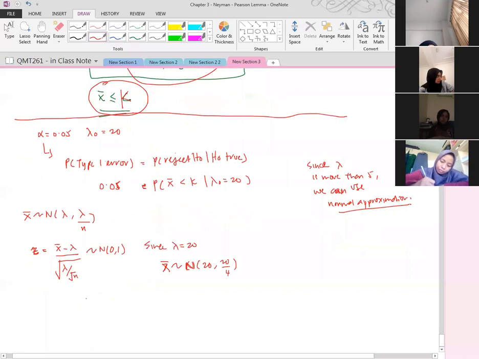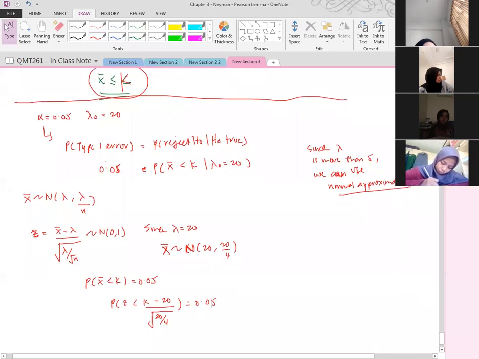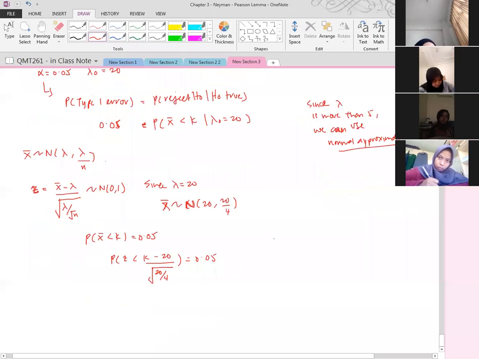So now the probability of x bar less than k is equal to 0.05. So the probability of z less than k minus 20 divided by square root of 20 over 4 is equal to 0.05. So by using a normal approximation, we are finding the value on the left hand side, right? So the probability of z less than k is on the left hand side. So this is 0.05, and we want to find this value k.